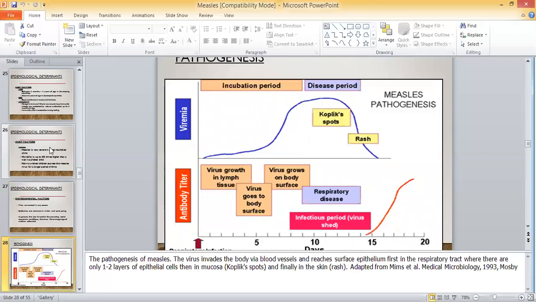Another diagram with incubation period and disease period. In the incubation period, virus growth and multiplication occurs in the lymph nodes and spreads to the body surface. In the disease period, Koplik spots and rash appear. Respiratory disease occurs, and pneumonia, candidiasis and pulmonary TB may occur due to suppression of the immune system. After that, a person can go into recovery, disability, or death. There are only three possibilities after this disease.